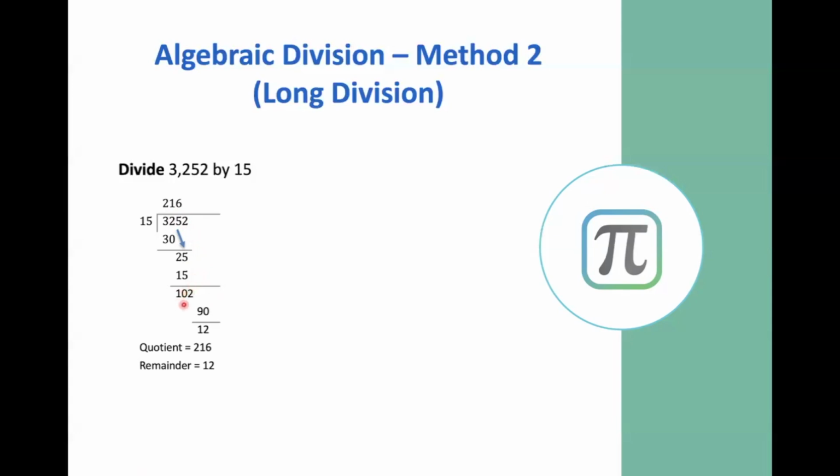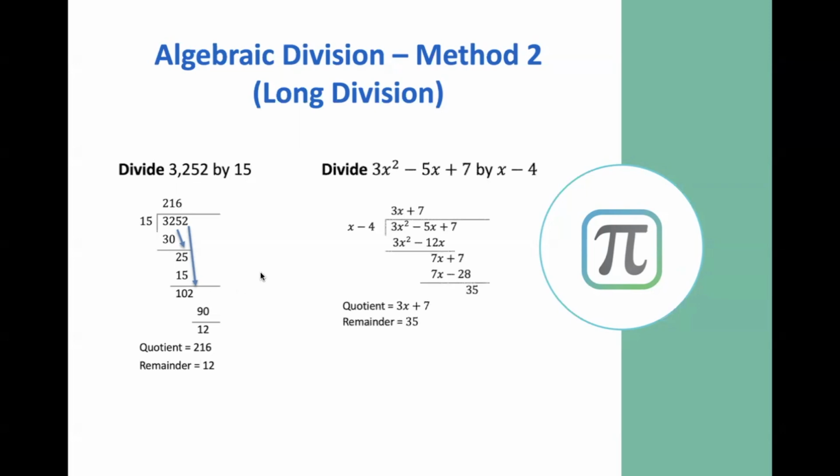So we subtract and we bring down the 10, and then as before, we carry down the 2. So that gives us 102. We have 6 times 15, which is 90. 102 subtract 90 is 12. We put the 6 up here. So quotient is 216 and remainder is 12 in this example.